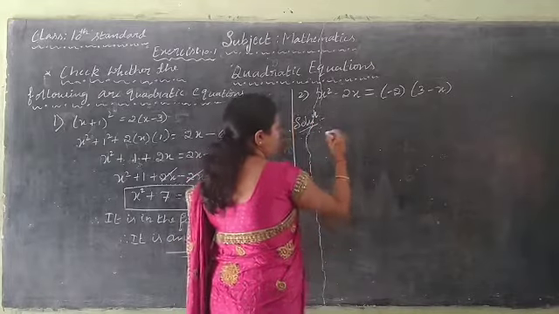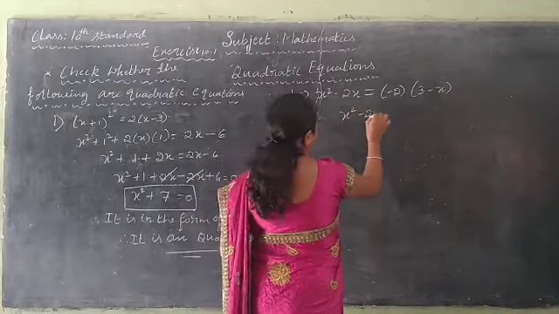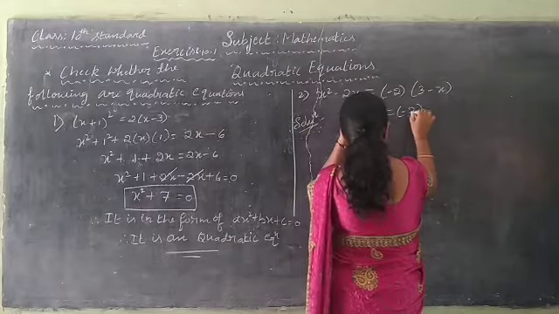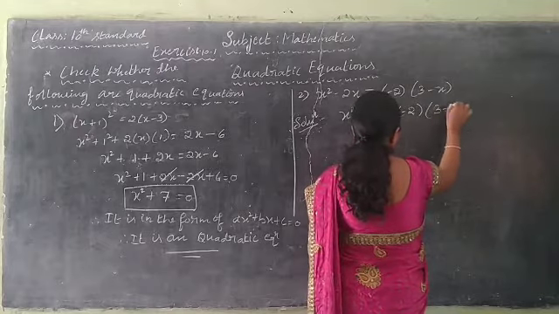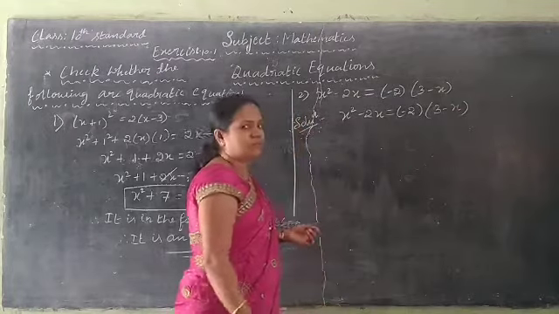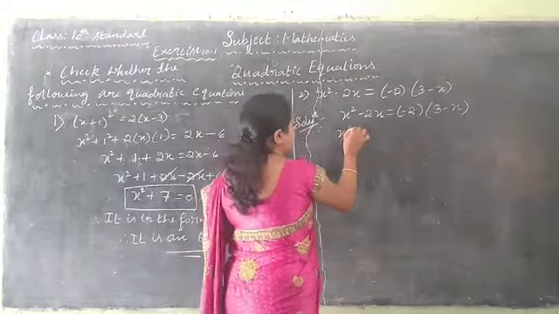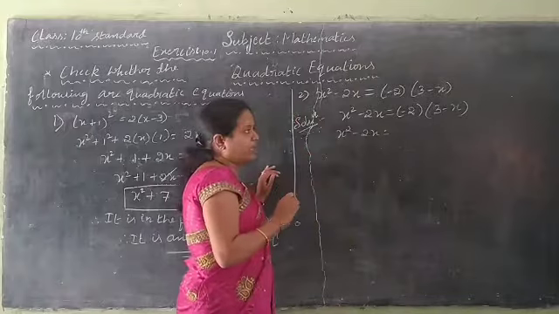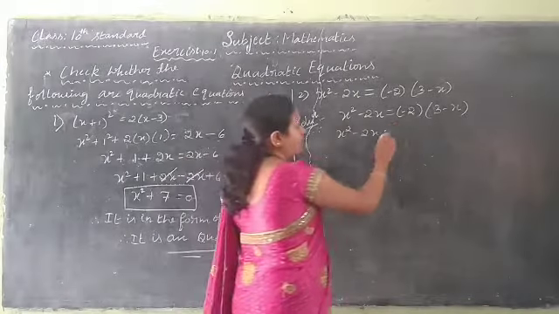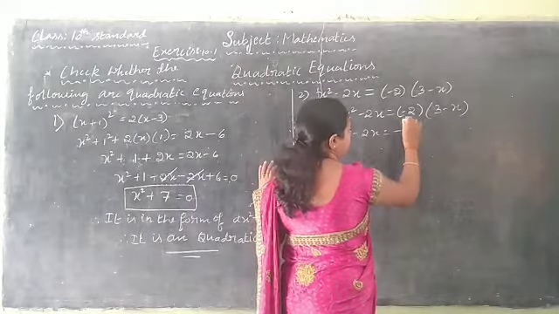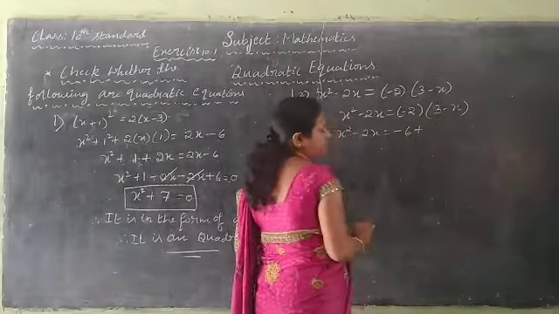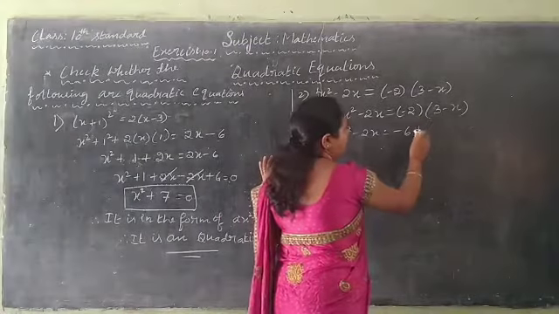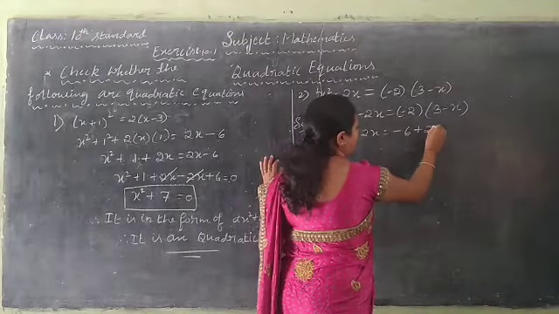Okay. We'll write the problem once again. x square minus 2x equals minus 2 into 3 minus x. Right. See now. x square minus 2x equals minus 2. Multiply minus 2 with 3 minus x, children. Minus 2 into 3 is minus 6. Minus into minus is plus. Be careful with the signs. Minus into minus plus 2 into x, 2x.